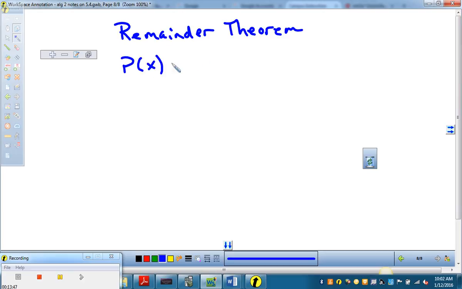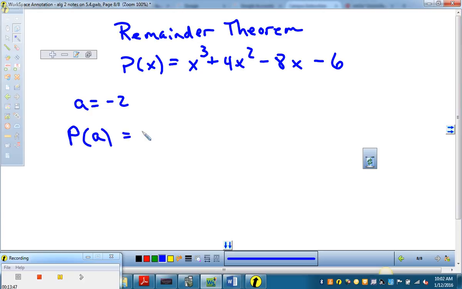and that is x cubed plus 4x squared minus 8x minus 6. And we're given that a equals negative 2. What we want to find is P of a. So in this case, we're looking for P of negative 2. So before today, how would you do P of negative 2? What would you do? Plug in negative 2 for every x and add it all up.